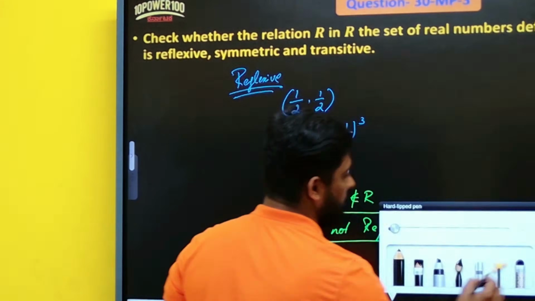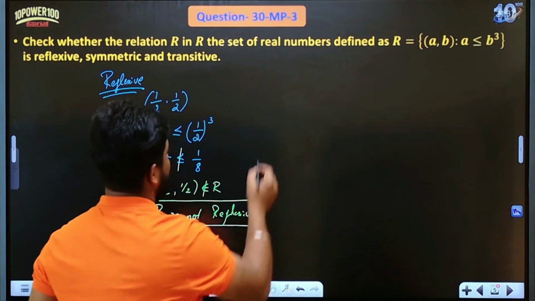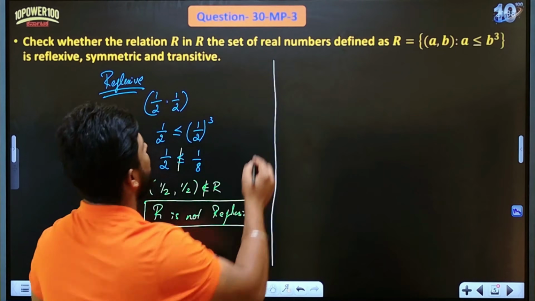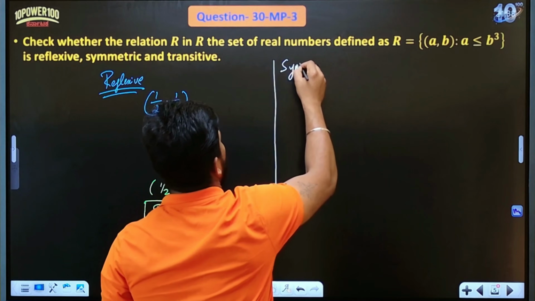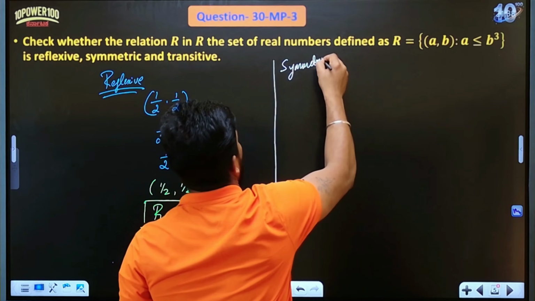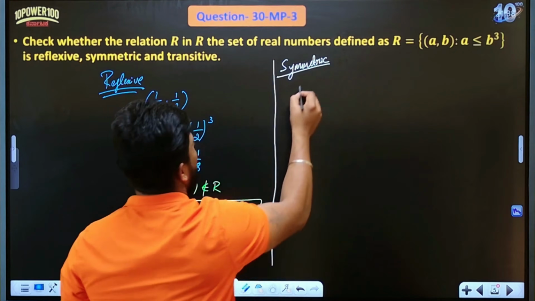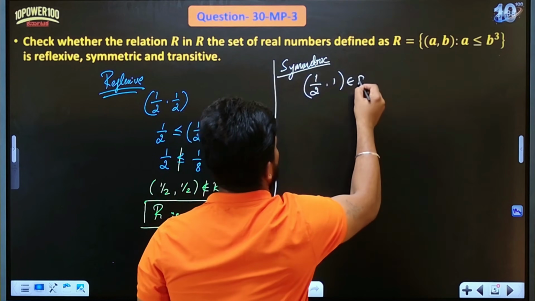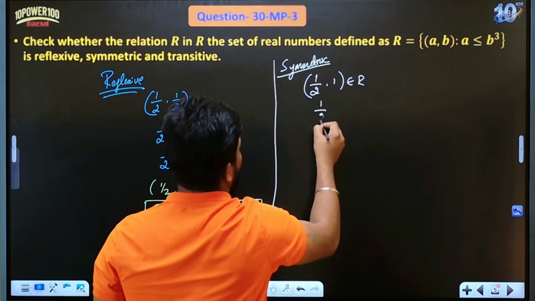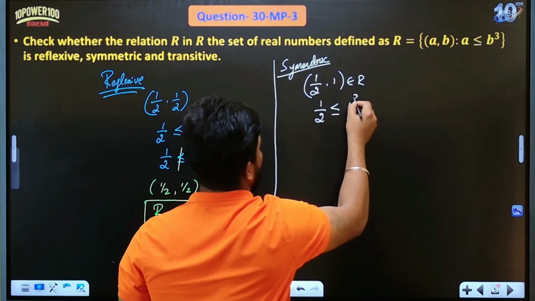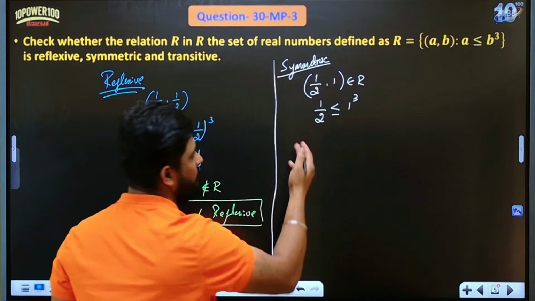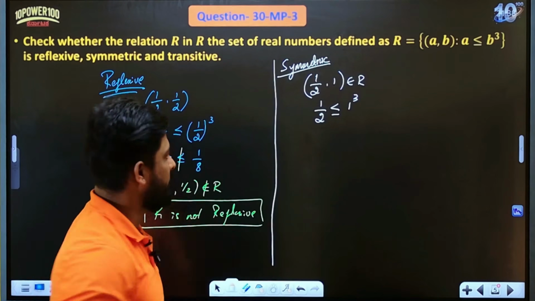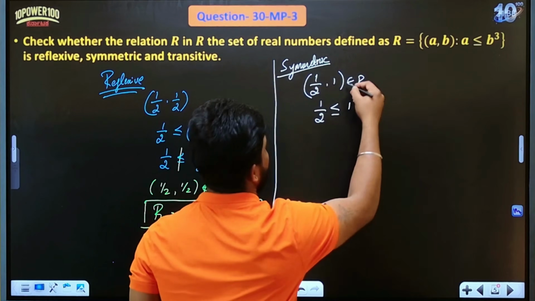Next, the symmetric condition. So we have to take some standard numbers. So to prove symmetric, you take half comma 1. So (1/2, 1) belongs to R. Why does (1/2, 1) belong to R? Half less than or equal to 1 cube. This is correct, right? 1 cube is 1. So 1 is of course bigger than 1/2. So we can say that this belongs to R.